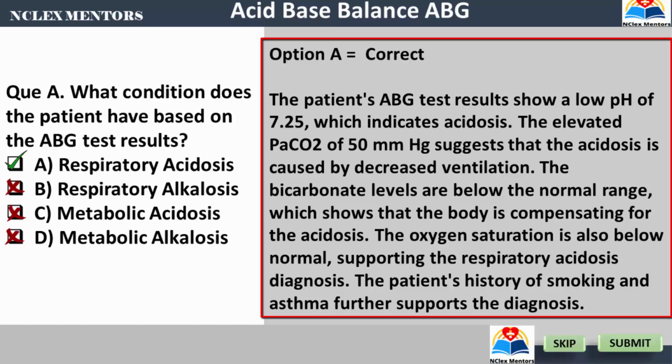ventilation. The bicarbonate levels are below the normal range, which shows that the body is compensating for the acidosis. The oxygen saturation is also below normal, supporting the respiratory acidosis diagnosis. The patient's history of smoking and asthma further supports the diagnosis. This question was pretty easy. Let me take you to our next question.